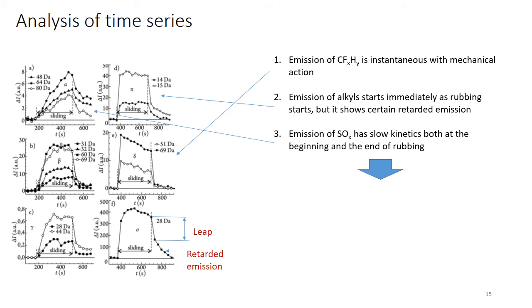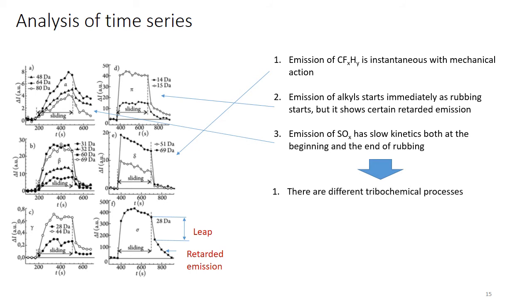To distinguish between these instantaneous and retarded reactions, it is very important to analyze the leap at the end of rubbing. You can see in this graph, for example, this leap is approximately half of intensity. This means that the contribution of the instantaneous process is approximately half of the total emission, and another half is retarded emission, which can be related to the secondary processes. In the case of CF emission, almost all emission comes from the instantaneous process.